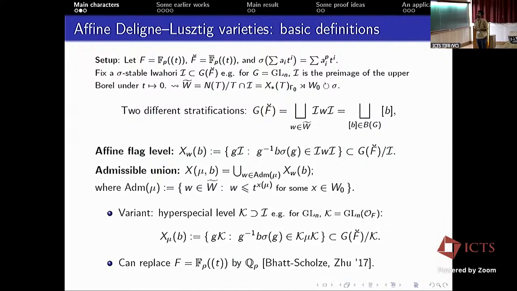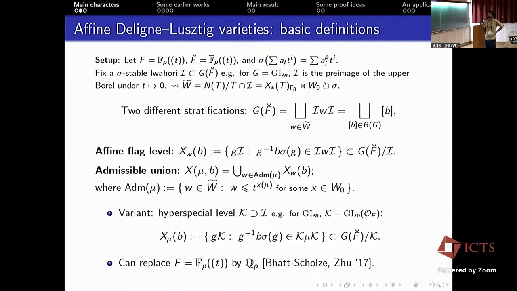Yeah, thanks. Right, so okay, we start with a local field, and then if L is the maximal unramified extension completed, the Frobenius from the finite field can be lifted upstairs. You also fix a σ-stable Iwahori subgroup, which, for example, if we are in the case of GL_n, is the analog of the Borel subgroup.